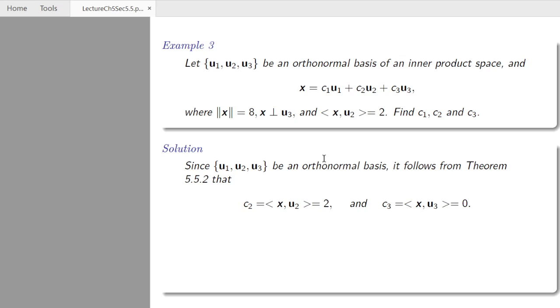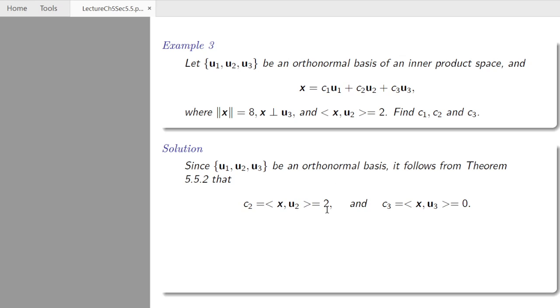Now, let's find the solution. First of all, we can say the inner product between x and u2 equals 2. So from the theorem we proved earlier, we can say this coefficient is just the inner product between x and u2.